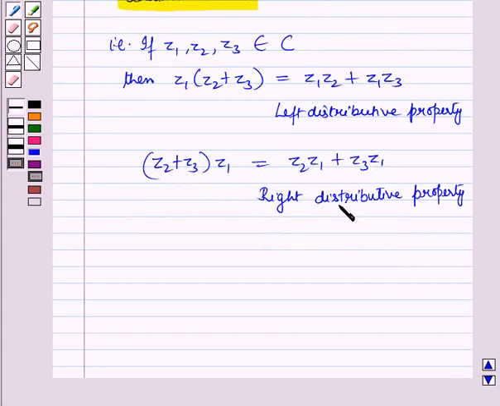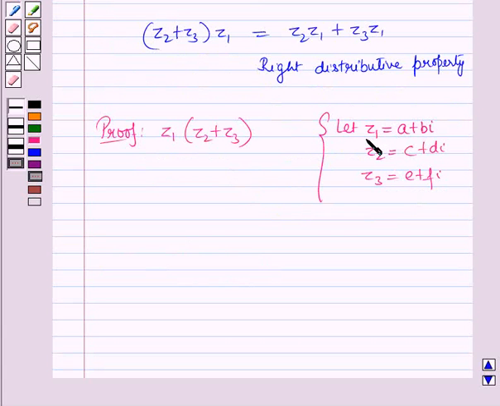Similarly, we have the right distributive property. Now let us prove the left distributive property. That is, we will find Z1 into Z2 plus Z3 the whole. Now consider these values of Z1, Z2 and Z3.